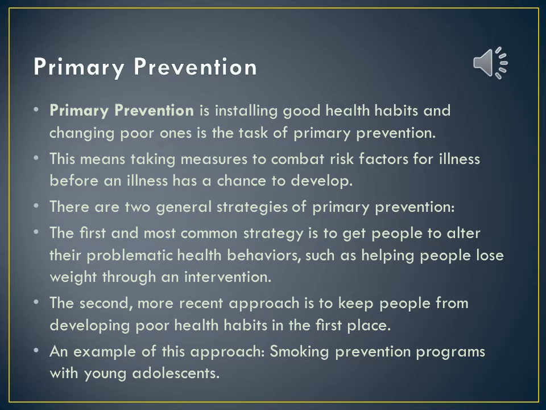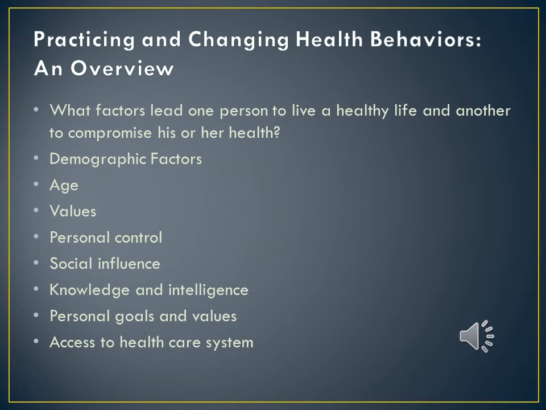That is the first thing that people have to do. Practicing and changing health behaviors: an overview. We can see that we have to follow some practices, and we can automatically change health behaviors. What factors lead one person to live a healthy life and another to compromise his or her health?